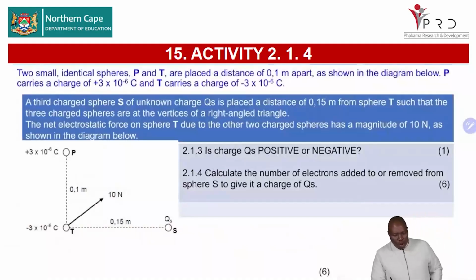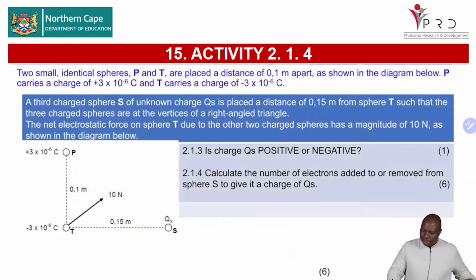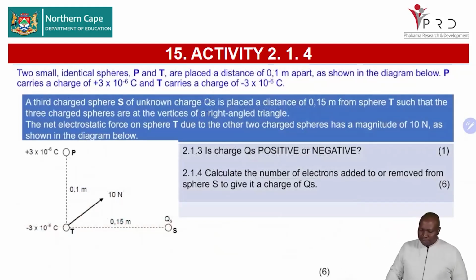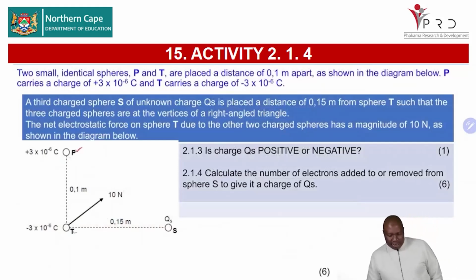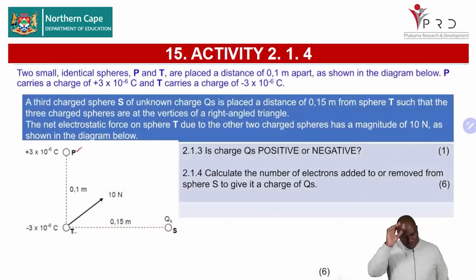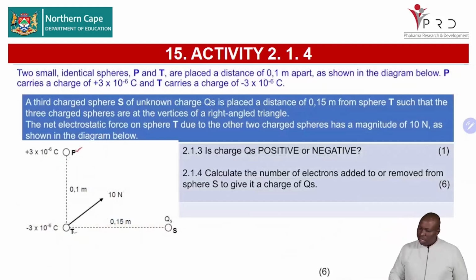Now let's go to the structured question. We are saying two small identical spheres, P and T, are placed at a distance of 0.1 meters. You see, the first ones that we talked about. As shown in the diagram below, P carries a positive charge and T carries a negative charge.